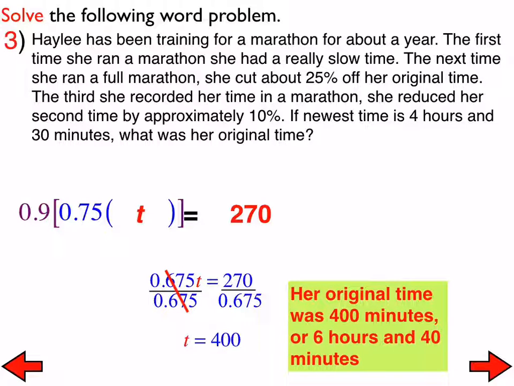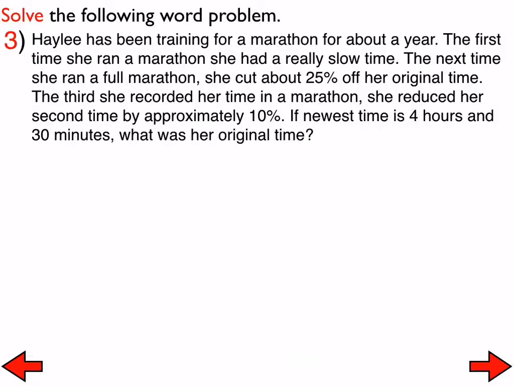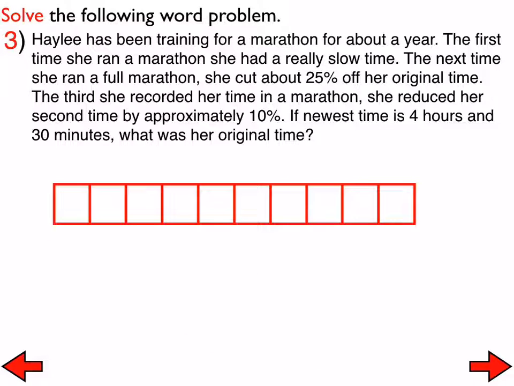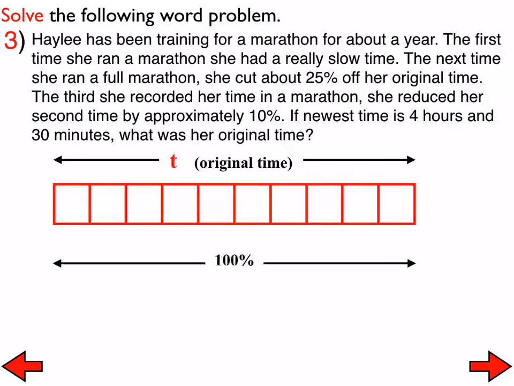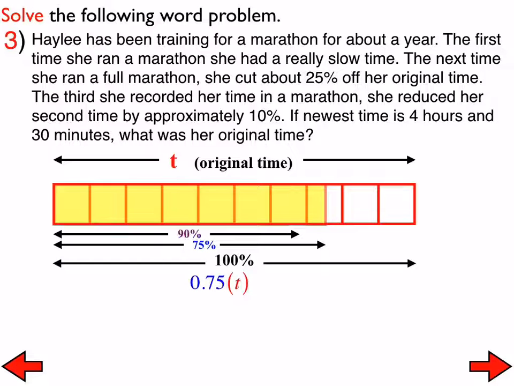Now, if you had done this with a tape diagram, it would look something like this. So you start with your tape diagram. You don't know her original time, but you know that when you take 75% of that, which looks like this, and then of that, take 90% of that, it looks something like this. And that's kind of another way of looking at what leads us to our correct equation.